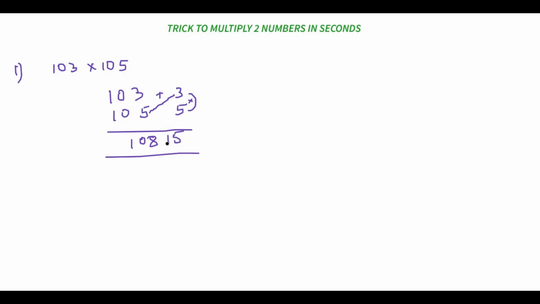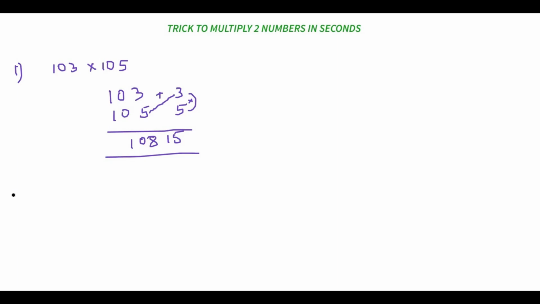Isn't it easy? We did this question only in two steps. What did we do in the first step? How much is 103 more than 100? It is 3 more than 100. How much is 105 more than 100? It is 5 more than 100. So the numbers which are more, we multiplied them first. We multiplied 3 and 5 and got 15. Then we cross added. First you have to multiply the ones place and then cross add. That's it. Isn't it easy?